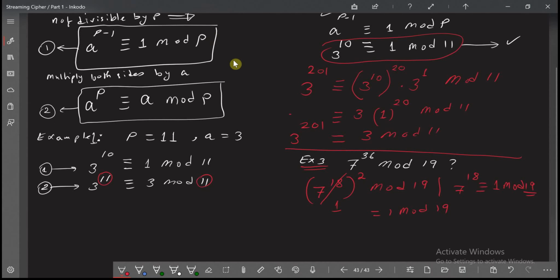All right. So this is briefly Fermat's theorem, and in the next video I'm going to show you Euler's theorem and Euler's totient function.